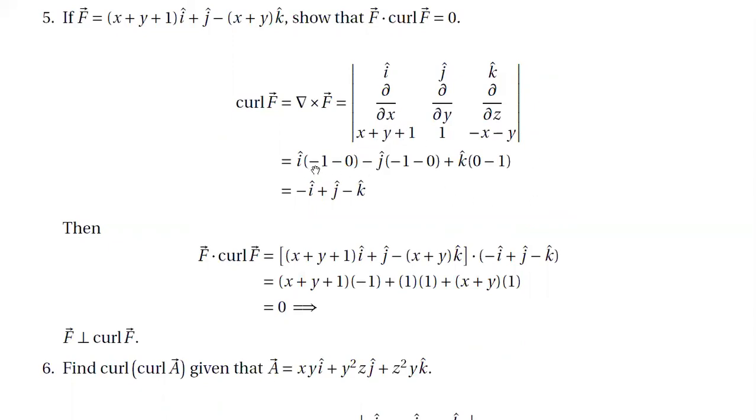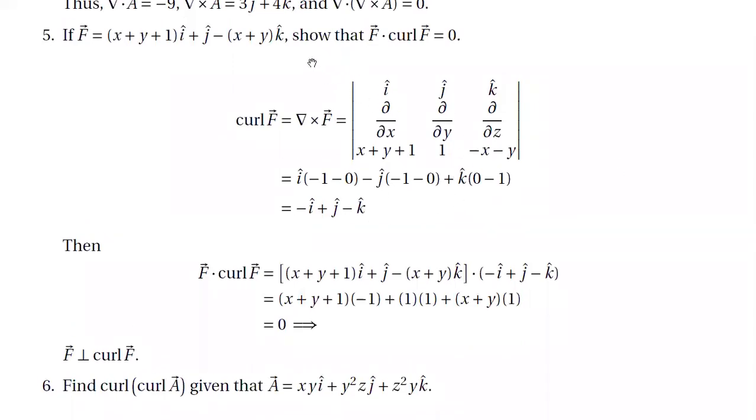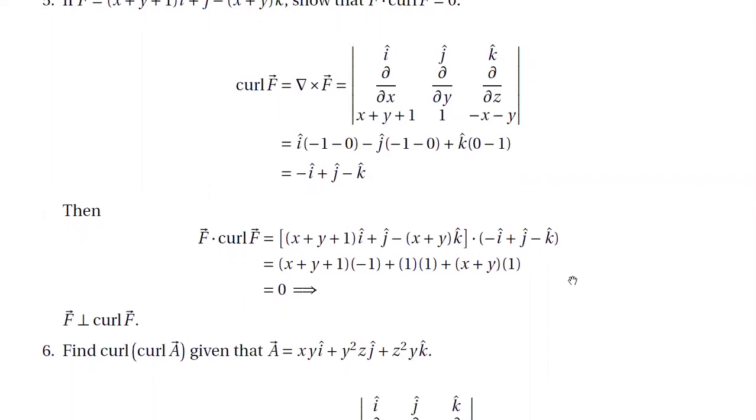So if you solve it further, here you will be getting minus 1 into i, here you get plus 1, because minus of minus, you get plus j, and here you get minus k. So now we have curl vector f value, and this is vector f here. Take the dot product. So vector f is x plus y plus 1 into i plus j minus of x plus y into k, dot product with curl vector f, that is minus i plus j minus k.